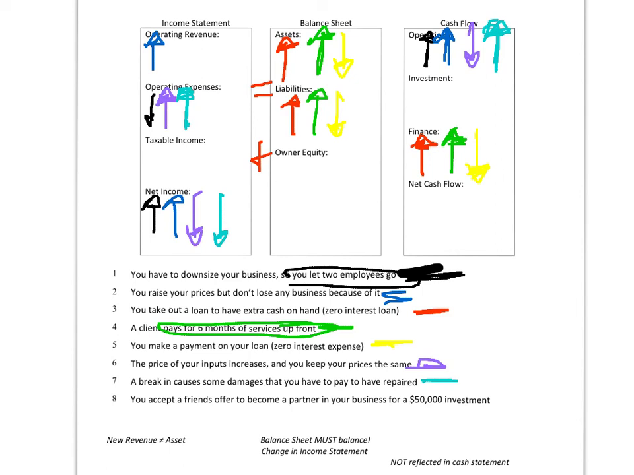And then the final one, which we'll do in, I guess that's an orange color right here, is that you accept a friend's offer to become a partner in business for $50,000. So yay! Owner equity goes up, and at the same time, assets go up. And please note that those guys balance each other off. Now please note, part of this was cash. So when cash was flowing in, you had an increase in cash from finance.